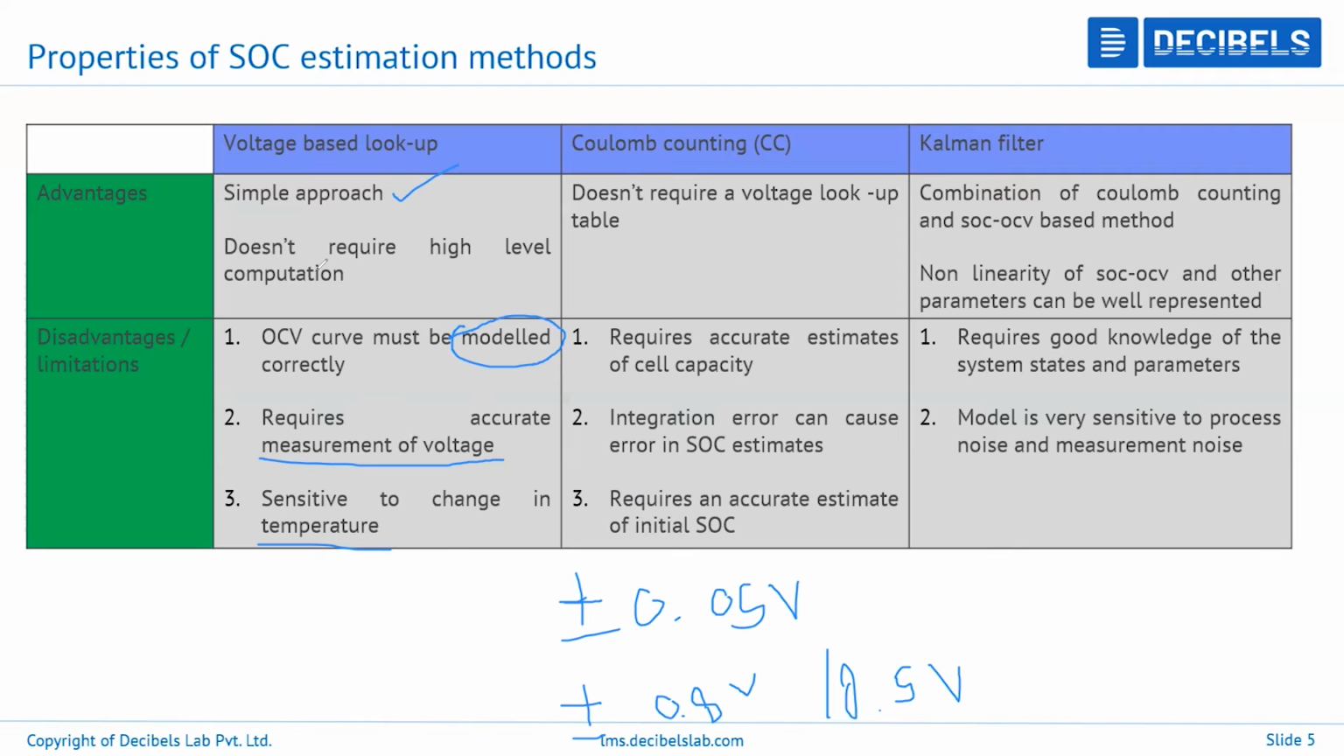So therefore, your lookup table must account for change in temperature, and you must also have a sensor with a good amount of hardware that can measure voltage with good accuracy. So the drawback is how well your OCV curve is represented in the table. Okay, so this kind of method is not always preferred.